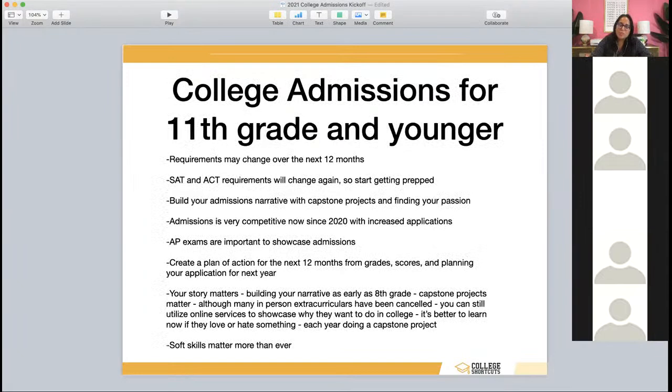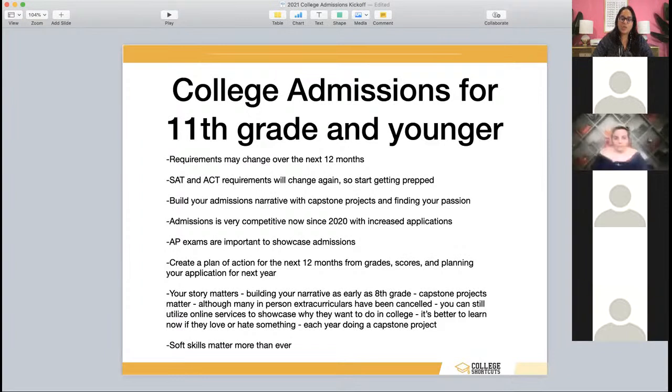Now let's address the people we have here on the line that are in younger years, specifically 11th grade and younger. First, keep in mind that requirements may change over the next 12 months. There are so many things changing at different schools, so be flexible and understand that if you don't have an upcoming senior, it is going to keep changing.